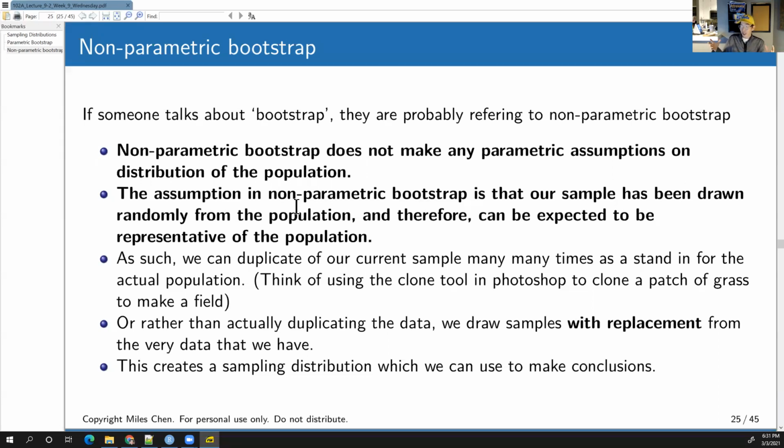population, then what I can do is take my sample, and to simulate the population, I'm going to clone it a whole bunch of times. I'm going to just make copies of my sample over and over again. And so now I have this big thing that looks kind of like the population.